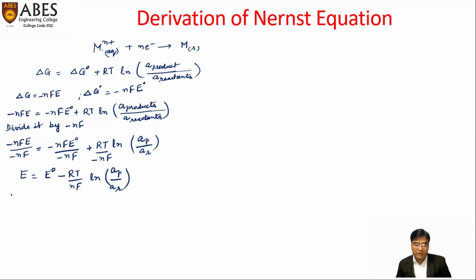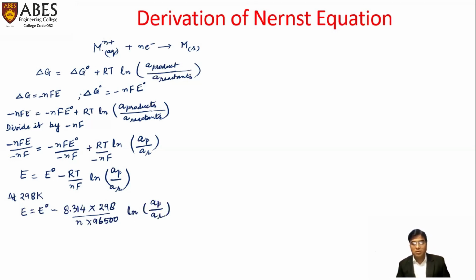So at 298 Kelvin, we can calculate these values as E equal to E naught minus, R is 8.314 multiplied by T is 298 upon N, F is 96,500, ln activity of product upon activity of reactants.